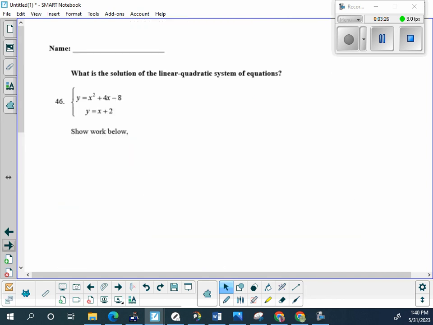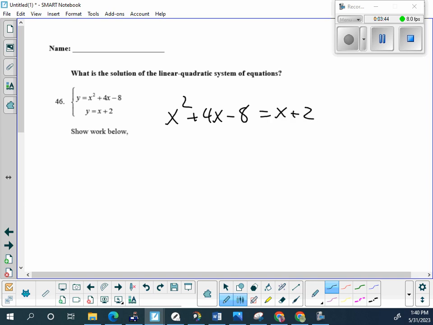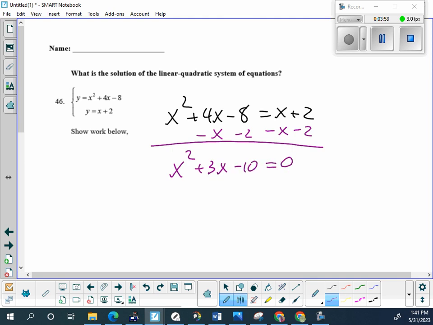Moving along quickly. Okay, here we go. I want to find the solution to this linear system, meaning this is a parabola and a line. Where do they cross? So I'm going to do x squared plus 4x minus 8 equals x plus 2. Where do these meet up? Okay, I'm going to subtract x from both sides, subtract 2 from both sides, and I get x squared plus 3x minus 10 equals 0.